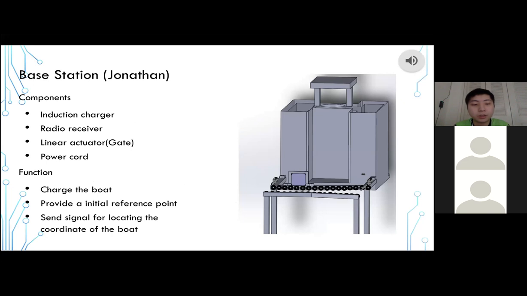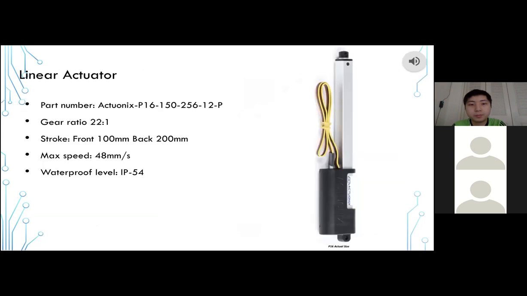The function of the base station itself is, first, charging the boat. Second, housing appliances that cannot be put inside the boat. For example, there might potentially be a need for a higher power CPU to process a larger amount of data, and that CPU might be too big to put into the boat, so it would be placed in the base station. Thirdly, the base station works as a place to hold the radio transmitter to send signals to the boat, to locate it, and send information. And lastly, the base station is the reference point with respect to the boat that allows it to map the boundary and locate its coordinates.